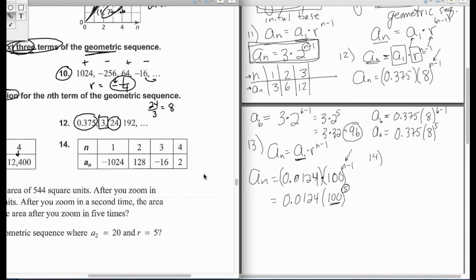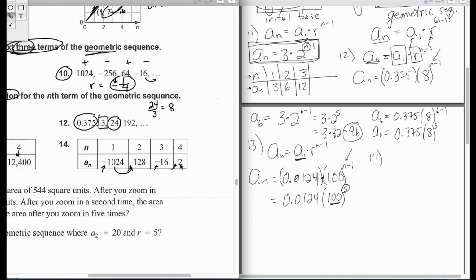Okay, as soon as I look at this, I see a couple things. First of all, you notice that the sign is changing from negative to positive, negative to positive. And the numbers are going down. The magnitude of the numbers are going down. So my common ratio has to be negative, and it's going to be less than 1. The magnitude will be less than 1.